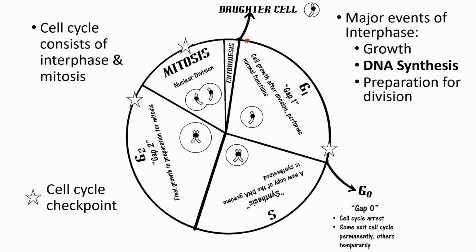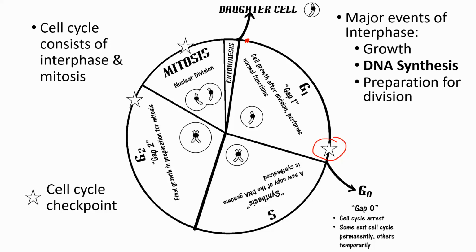Now, notice that there are stars located around here. These stars represent checkpoints. At a checkpoint, a cell is going to make a decision about whether to move on to the next stage in the cell cycle, whether it needs to do something to prepare for the next stage in the cell cycle, or even if it is just catastrophically unable to perform cell division, and then, in that case, what happens is the cell can undergo apoptosis.